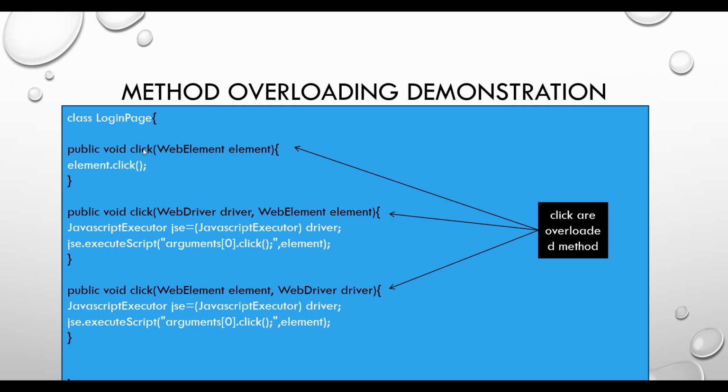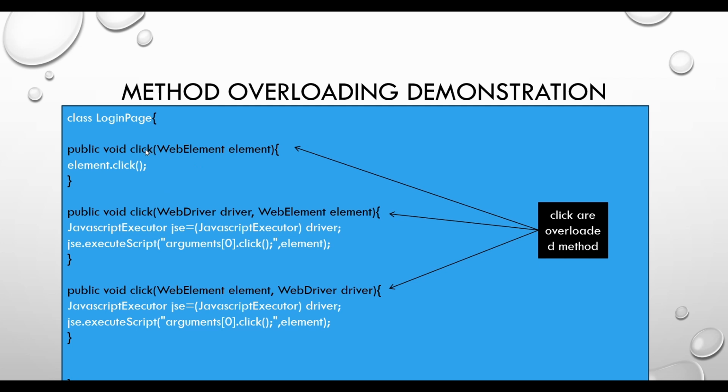So we are trying to perform a click operation, right? But in multiple ways depending on the need, right? Okay. So this is what polymorphism, or method overloading, is. Why is it known as compile time polymorphism?